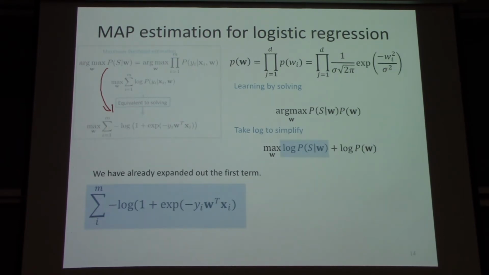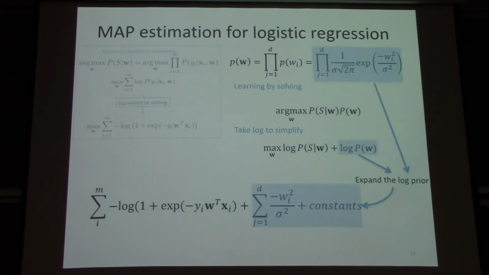Let's worry about the prior. Taking the log will convert this product into the summation over the log P of Wi. Now, log P of Wi has some term that does not have any Wi and an e to the minus Wi squared term. But taking the log kills the e power, so that gives us minus Wi squared divided by sigma squared, plus things that are independent of W, so I'm just going to call them constants.